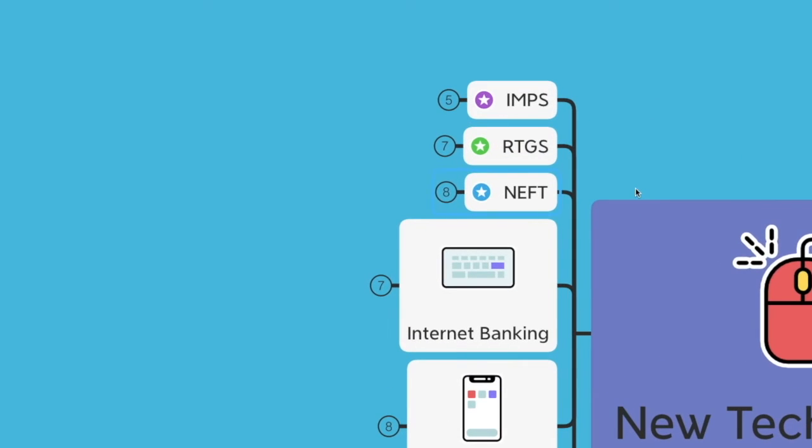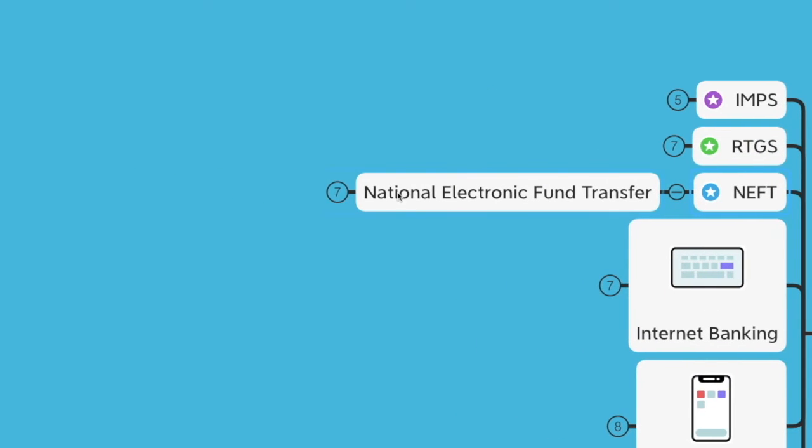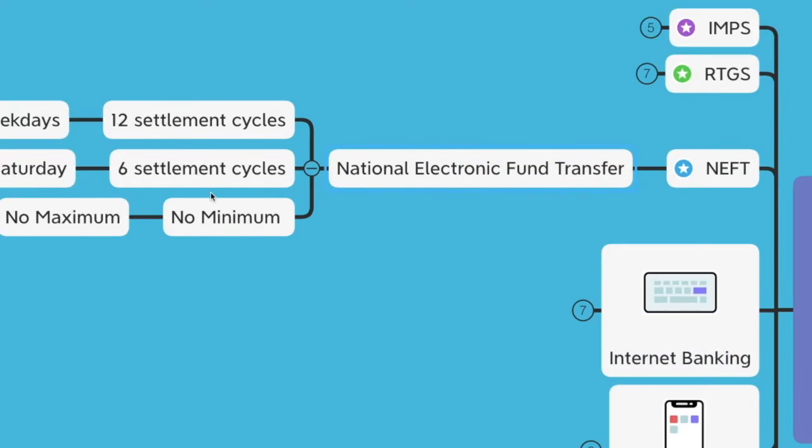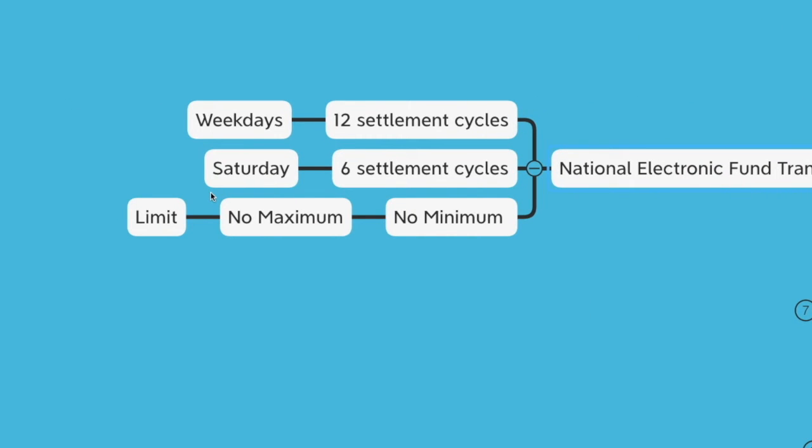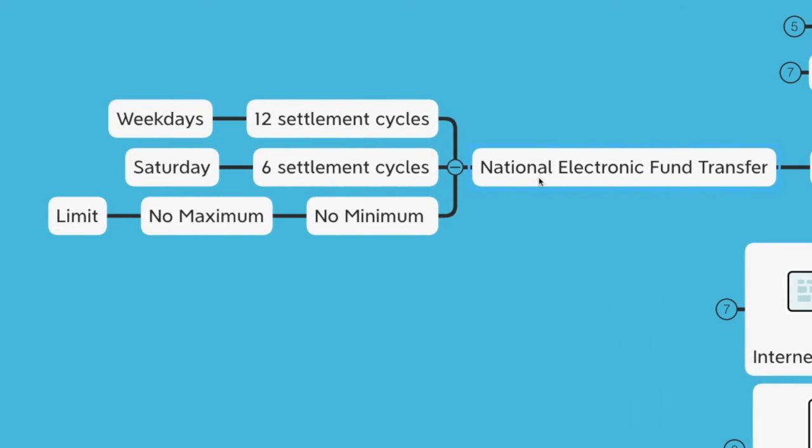NEFT, National Electronic Fund Transfer. It is a system where you can go and approach a bank and authorize them to transfer funds from your account. Okay, here there are certain restrictions. So what do I mean by restrictions? There are 12 settlement cycles during the weekdays and on Saturdays there are 6 settlements. The amount which you are going to transfer happens within 2 hours. There is no minimum or maximum limit when it comes to NEFT.